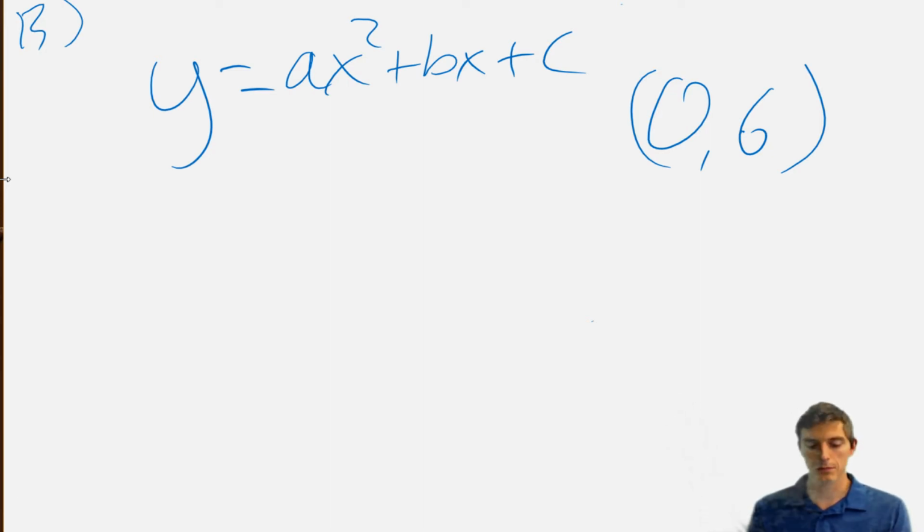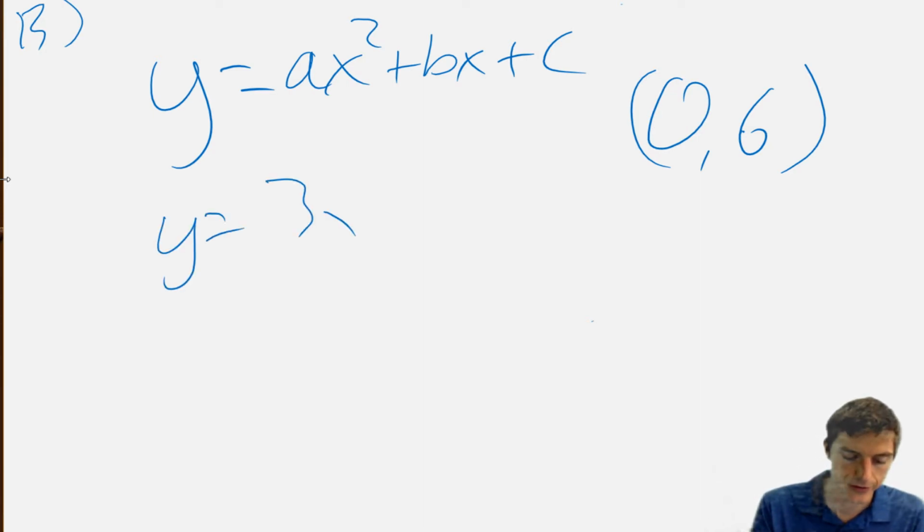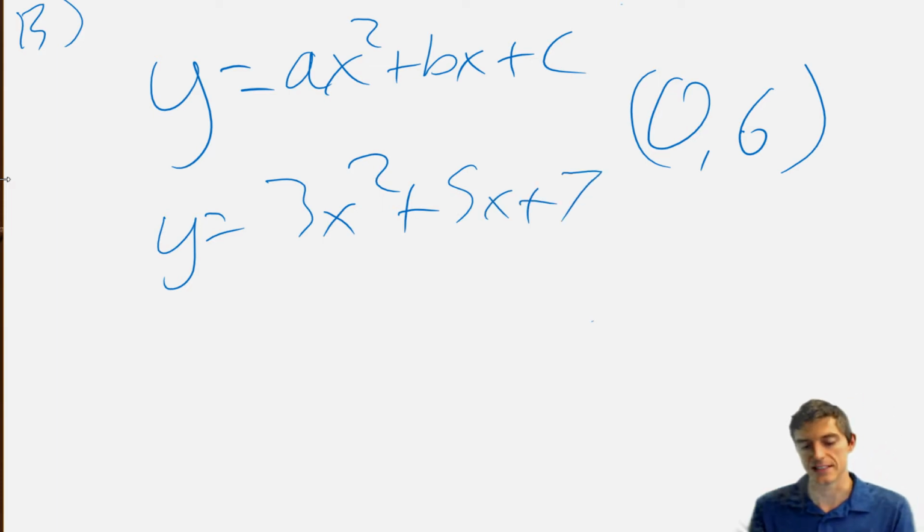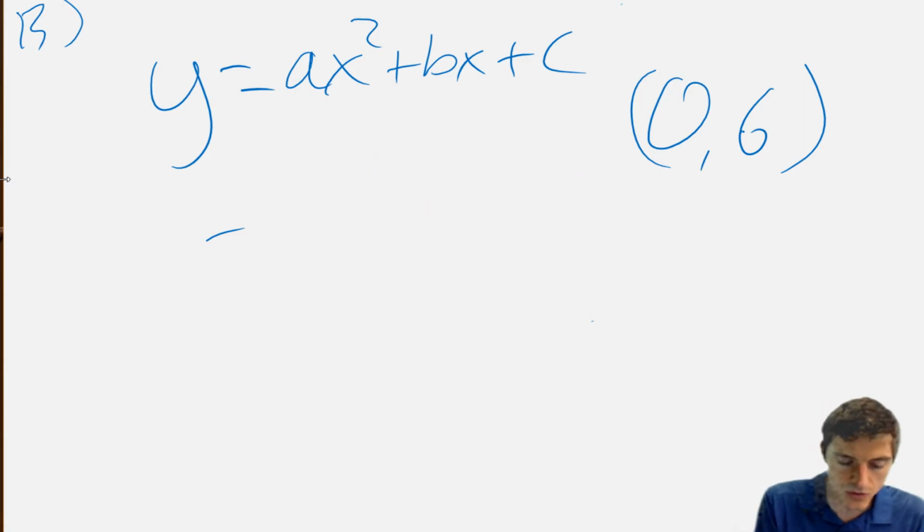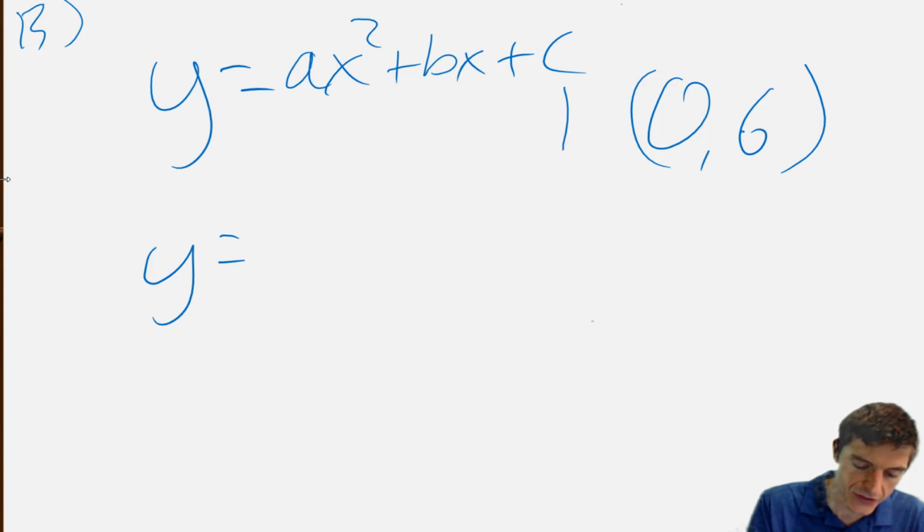Well, with parabolas, we just use a, b, and c because there are three values it could be. Like we have y equals 3x squared plus 5x plus 7. The 7 is the c value, the 5 is the b value, and the 3 is the a value. So in this problem, we want a y-intercept at 6. That's going to force us to have our c value be 6.